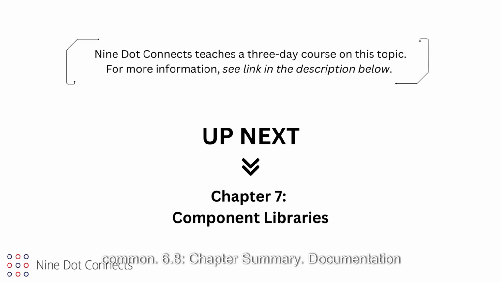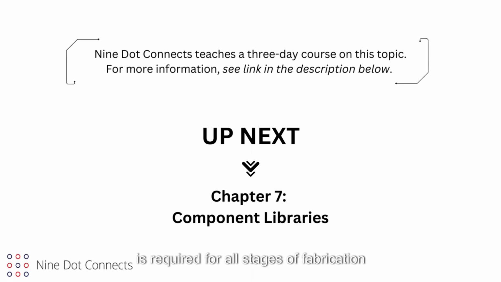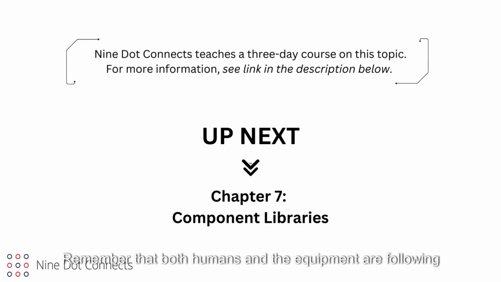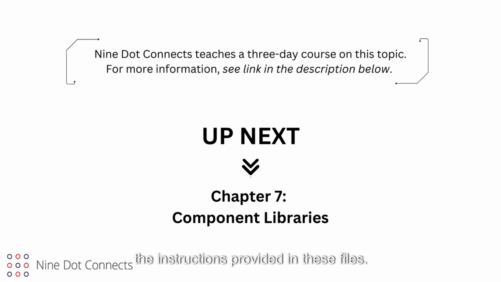6.8. Chapter Summary. Documentation is required for all stages of fabrication and assembly of a PCB. This chapter briefly outlines the design flow to put the documentation needs into perspective. In the end, this documentation will be used to instruct a human, or equipment, in either the fabrication or assembly of the PCB. Remember that both humans and the equipment are following the instructions provided in these files. DFM and DFT are not instructions, but rather concepts incorporated into the design flow.